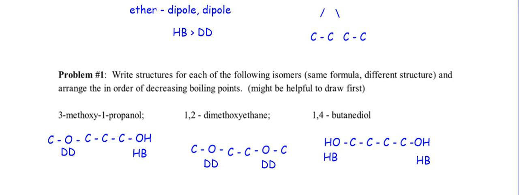All right, so order in decreasing boiling point. Which is the highest boiling point? Well, I think you can all agree that this one would be. Why? You have two regions of hydrogen bonding. Well, then which one would be the middle boiling point? Probably this one. Why? Because you have at least one region of hydrogen bonding, which leaves this one to be number 3 because you have two dipole-dipoles.